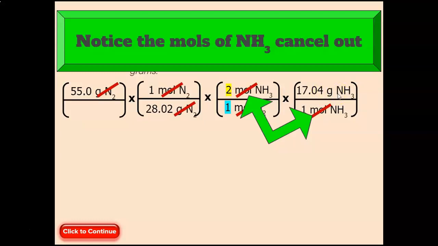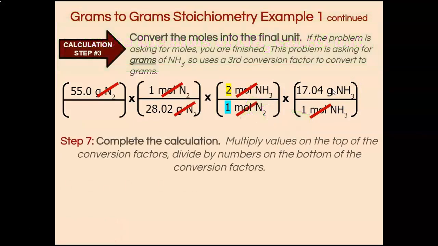Now this 17.04, remember that comes from the periodic table. Nitrogen is 14.01, and there are 3 hydrogens at 1.01. 17.04 is the total if you add them together. So those are my 3 steps in the calculation. I convert the grams of my starting material into the moles. Step 2 is I use the mole-mole ratio to change from what I have to what I want on top. And the final step was to convert moles of my final product into grams of that same material. That's all we did.